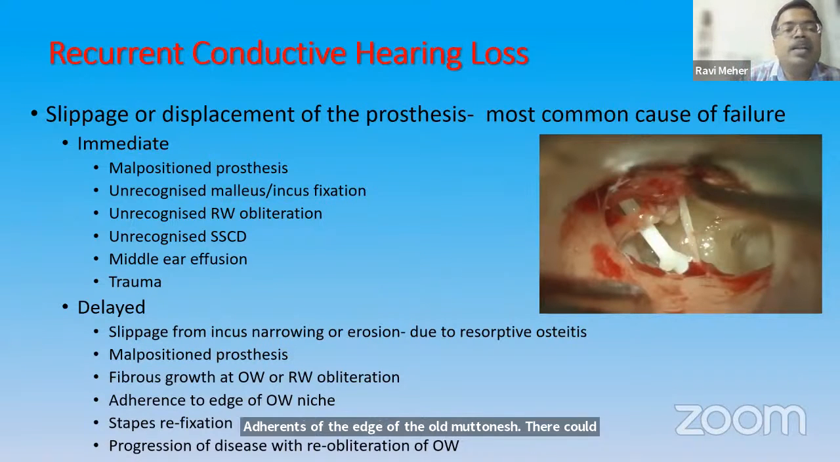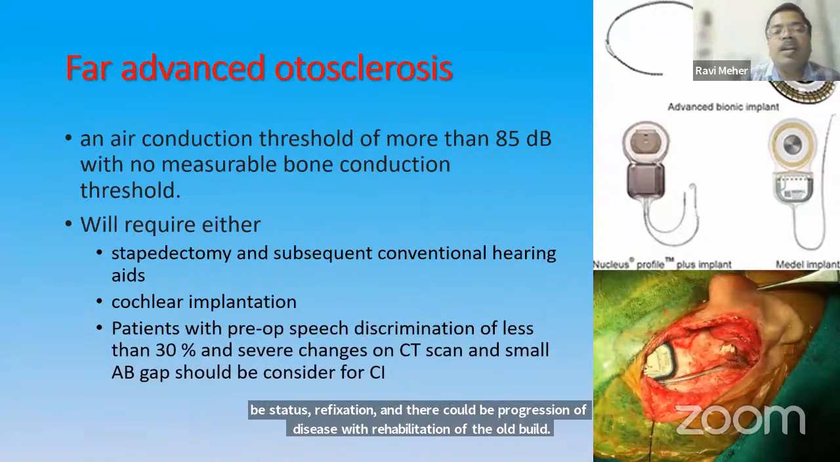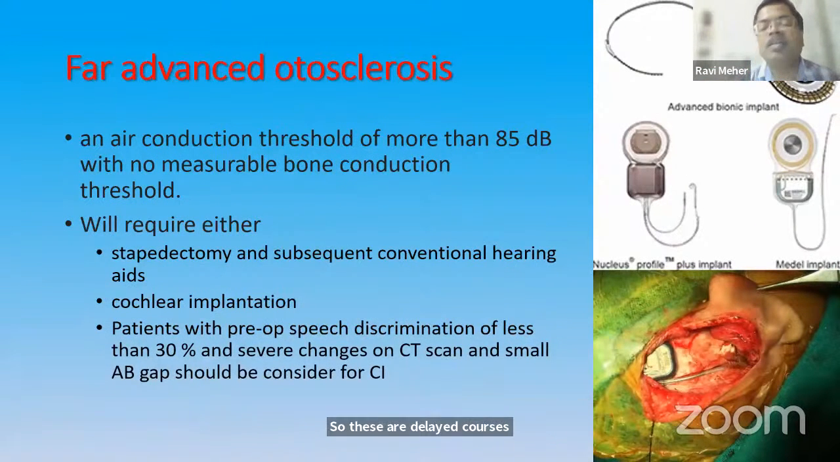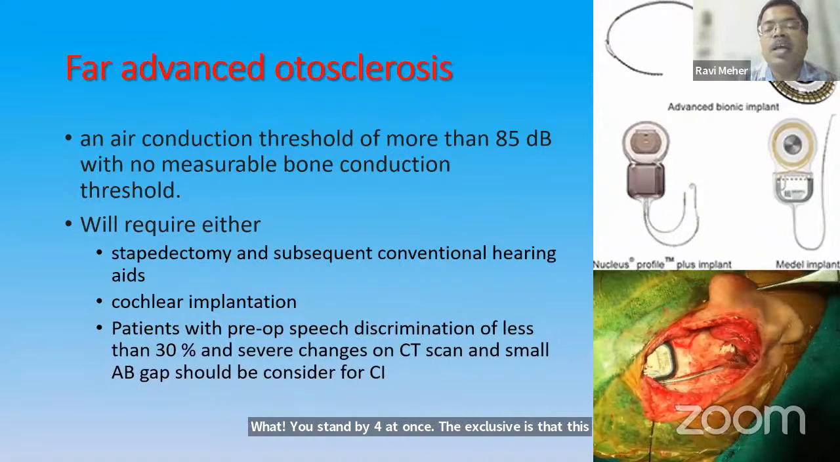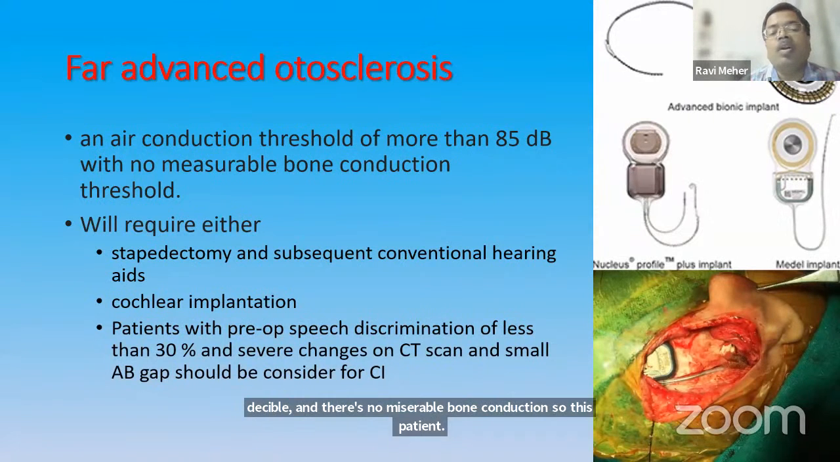So these are the delayed causes. Far advanced otosclerosis, this entity has been described in the books. What do you understand by far advanced otosclerosis? It is an extensive involvement of the cochlea, and the patient has an air conduction threshold of more than 85 decibel, and there is no measurable bone conduction. So this patient will actually require a stapedectomy and a conventional hearing aid or a cochlear implant.